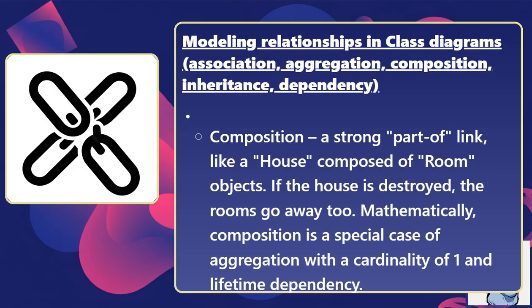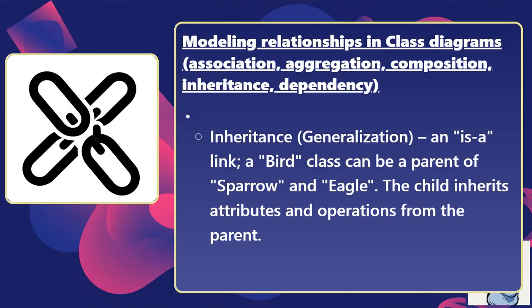Composition is a strong part-of link, like a house composed of room objects. If the house is destroyed, the rooms go away too. Mathematically, composition is a special case of aggregation with a cardinality of 1 and lifetime dependency. Inheritance, also called generalization, is an is-a link. A bird class can be a parent of sparrow and eagle. The child inherits attributes and operations from the parent.